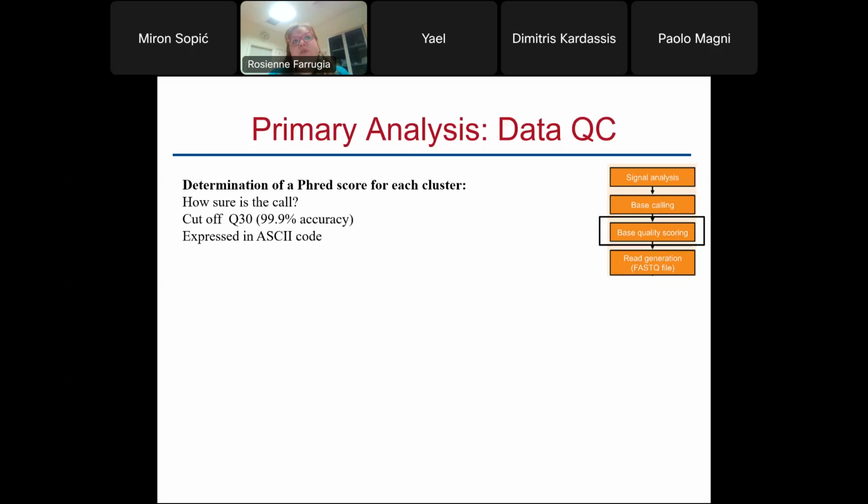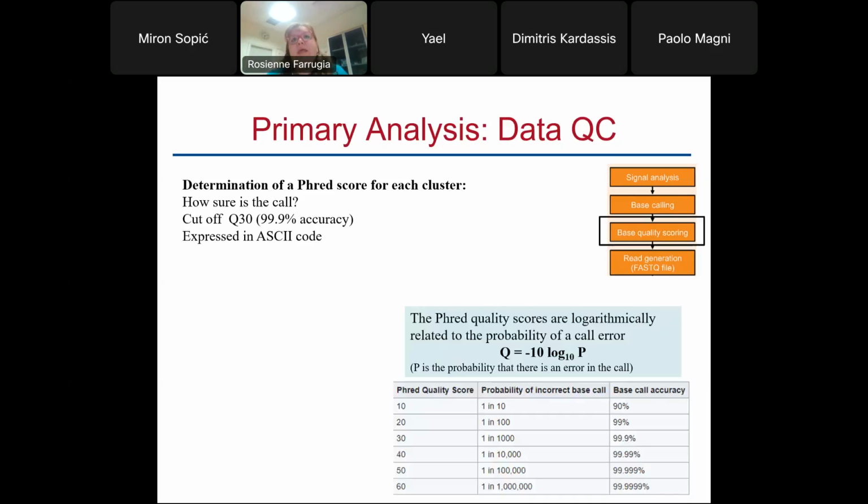And for Phred scores, we generally take a cutoff of Q30. So the Phred score cutoff that we typically take is an accuracy of 99.9%. We want to be 99.9% sure that if it's being called a T, it is really a T. And this quality data is generated by the scanner as it collects the fluorescent signal, and the computer basically expresses this as an ASCII code.